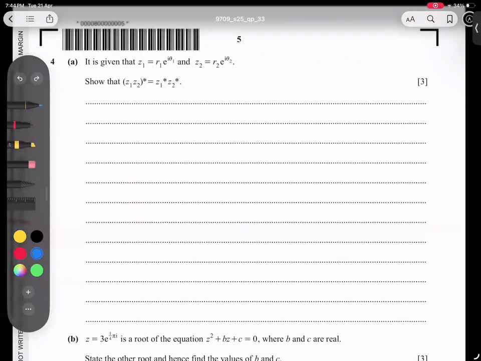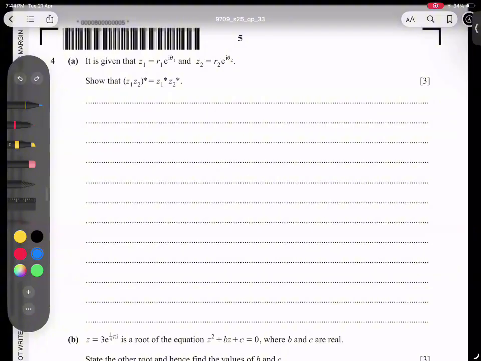Question number 4, students. We have two complex numbers Z1 and Z2 given. Show this format. So what is the way to do it? Star stands for conjugate, you know it very well. And if I take the conjugate of both, what is the way? You know very well the effect of conjugate, students.